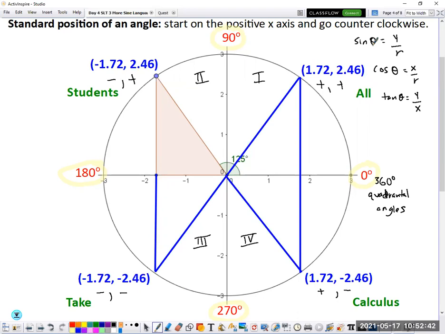Now, R, Andy, what did R stand for here? This R, what's the R? Radius. Now, let's think for a second, Andy. The radius, is that always going to be a positive value or always going to be a negative value? Positive. So I want everyone to make a little note here. The radius will always be positive.